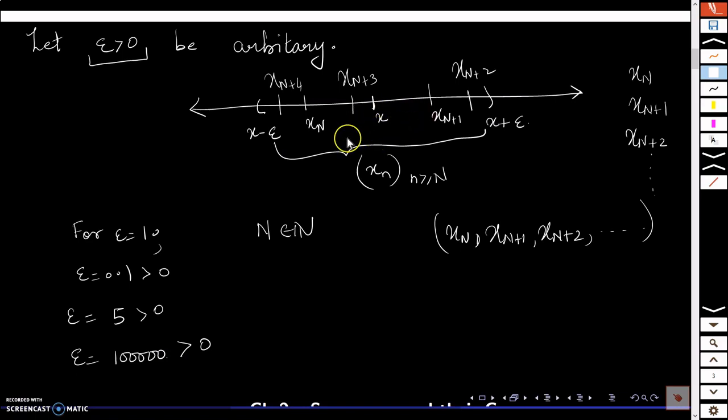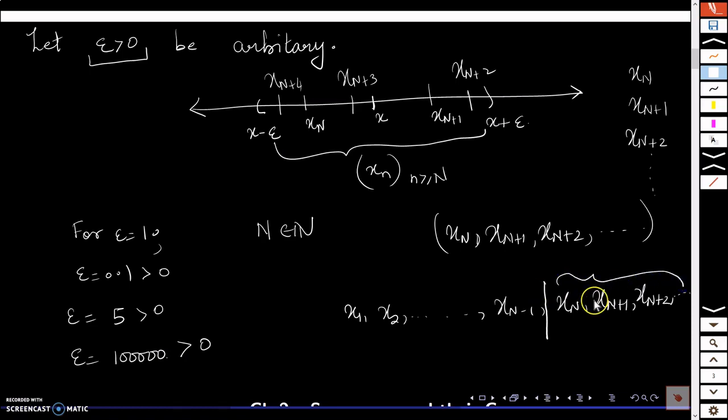Fine. So geometrically what it means is, I have the sequence here x1, x2, then somewhere xn minus 1, xn, xn plus 1, xn plus 2, and so on. This is my sequence. So what this says is, there is a stage in the sequence, some stage somewhere here, such that whenever you take the terms of the sequence after this stage, you can put them in the epsilon neighborhood that is given to you.